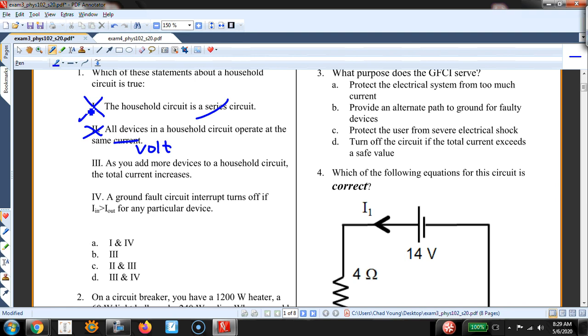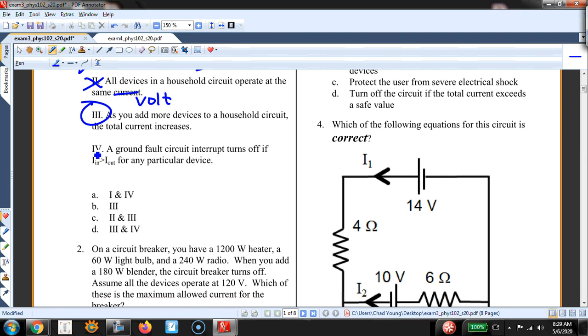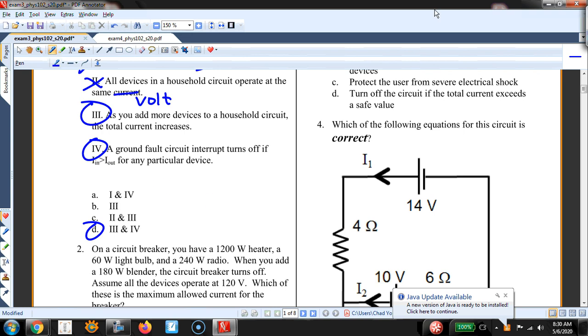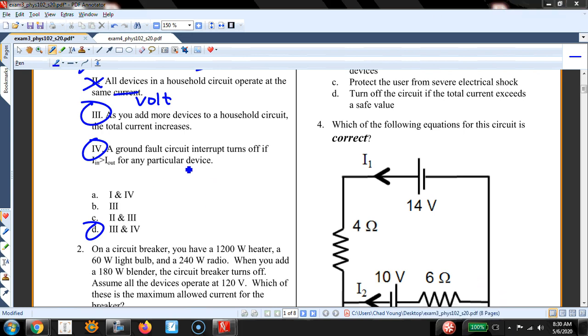As you add more devices to a household circuit, the total current increases. That's true. And a GFCI turns off if I in exceeds I out for any particular device. That's also true. So 3 and 4 are the right answers here. Notice that the GFCI and the circuit breaker look really similar. If it was a circuit breaker, it would say if the current exceeds some maximum current.